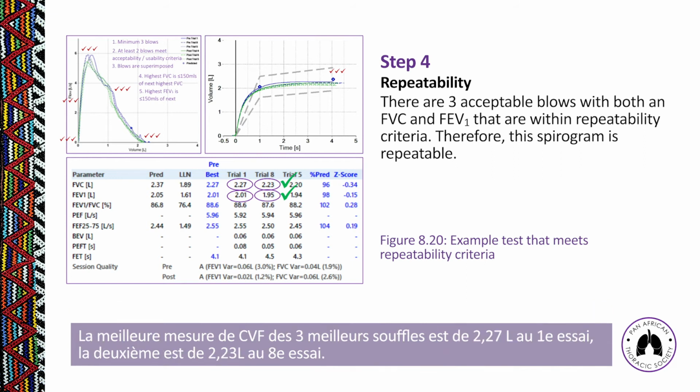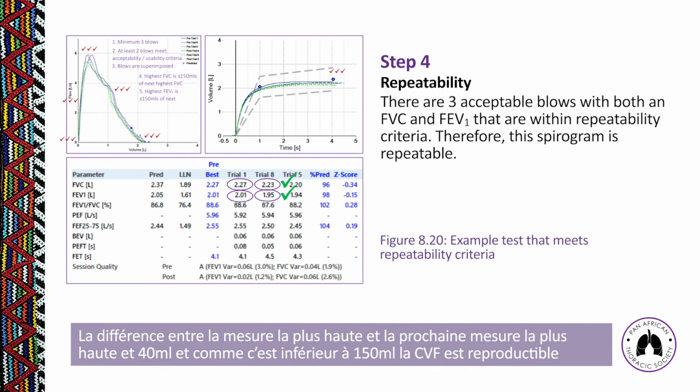The highest FVC value of the 3 best blows is 2.27 liters in trial 1. The second highest is 2.23 liters in trial 8. The difference between the highest and second highest FVC is 40 mils. And as this is less than 150 mils, the FVC is repeatable.